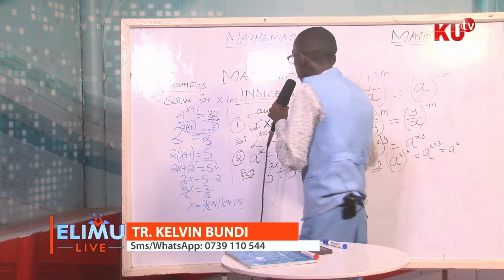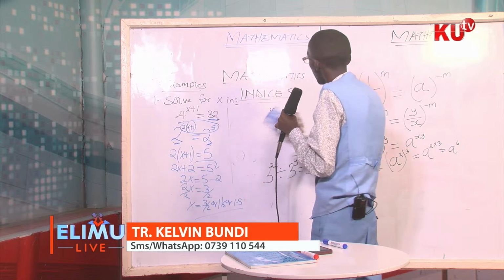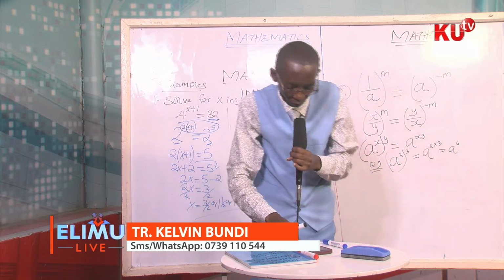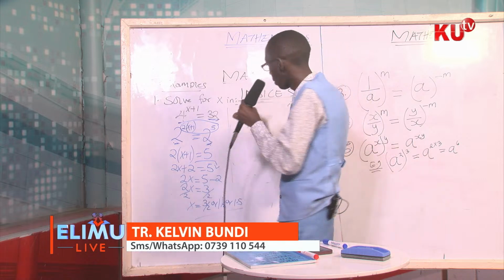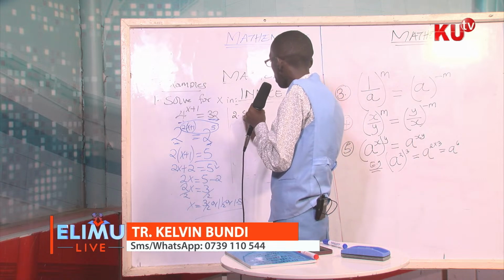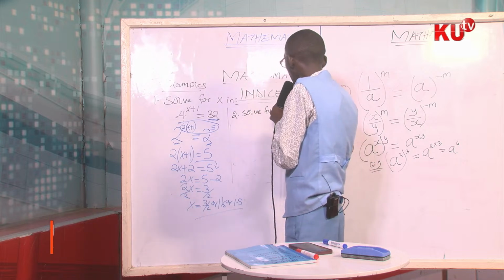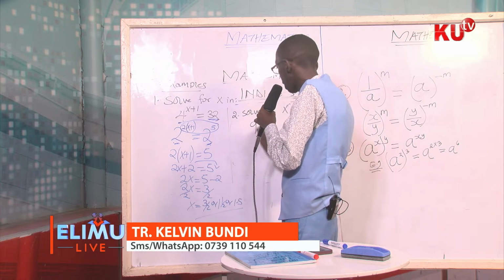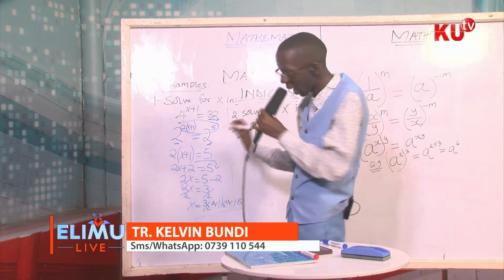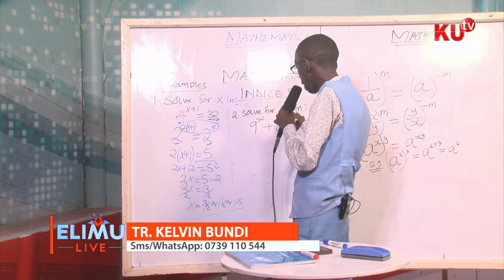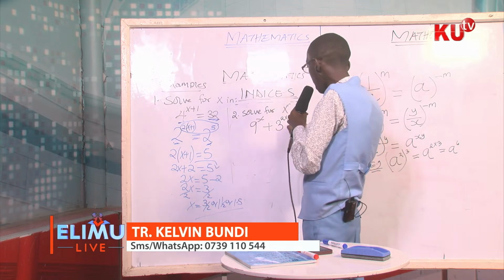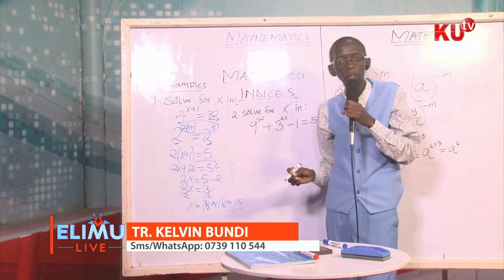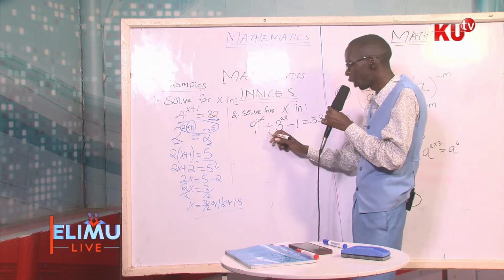Example number 2. Solve for x in 9 to the power x plus 3 to the power 2x minus 1 is equal to 53. Solve for x in this particular equation.